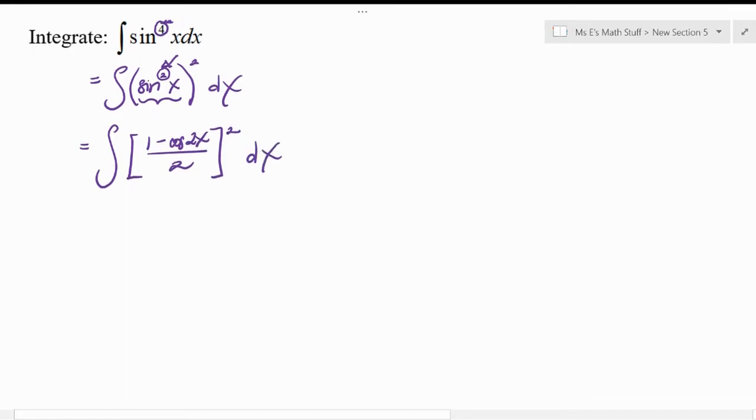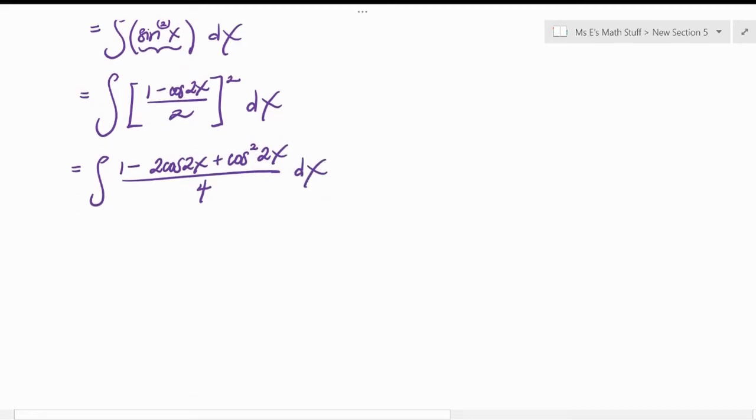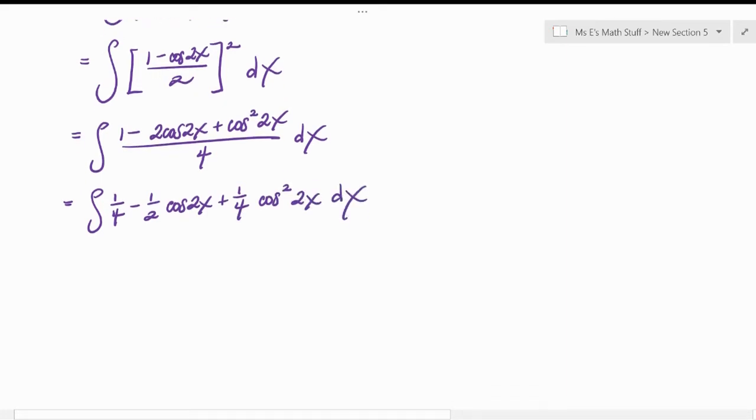From there, I would recommend you just square this out and see what you have. So you'd end up with 1 minus 2 cosine 2x plus cosine squared 2x, all over 4, like so. And then I'm just going to go ahead and divide the 4 in to each of the terms, like so. Okay.